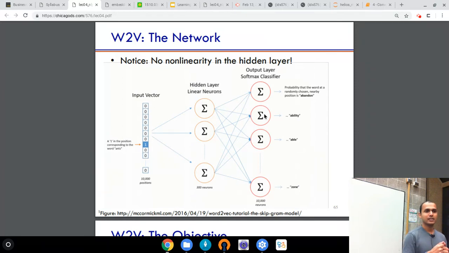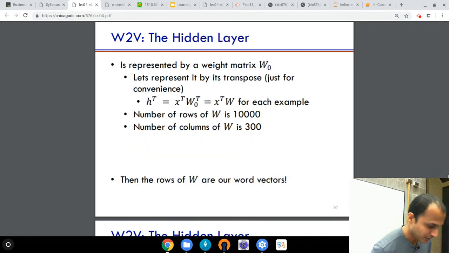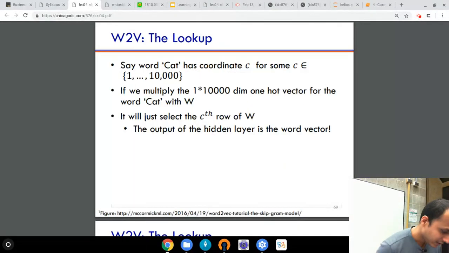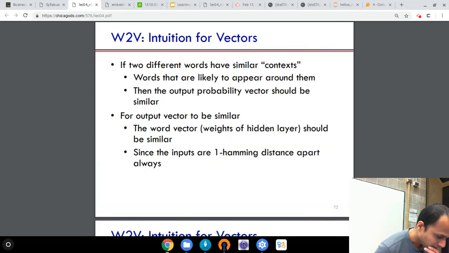So the objective function is fine. I think I have an example with cat in the. This is fine. Okay. I guess this is the main slide. Remaining slides are just going into details of what I just described.